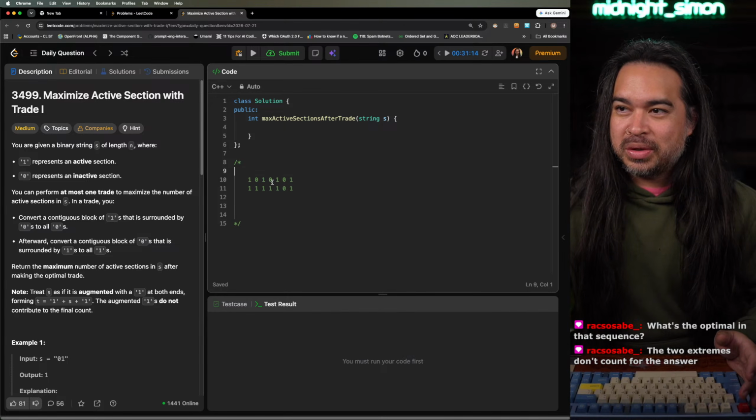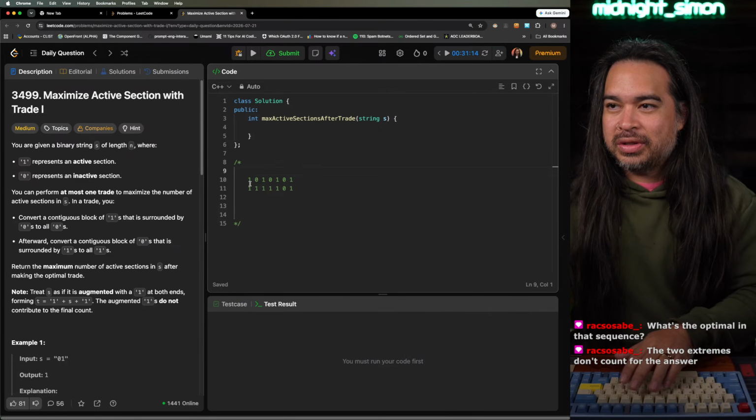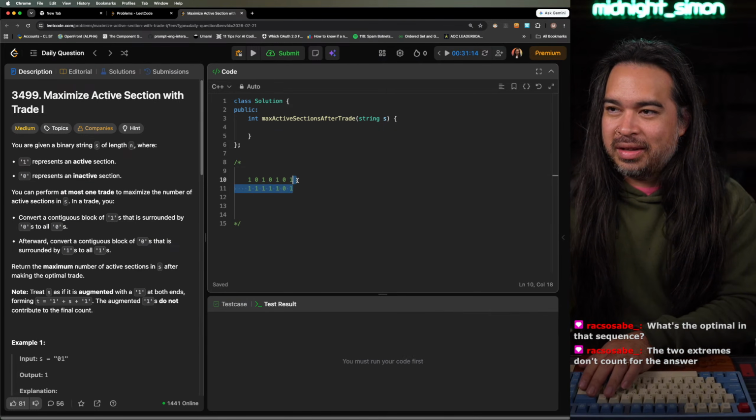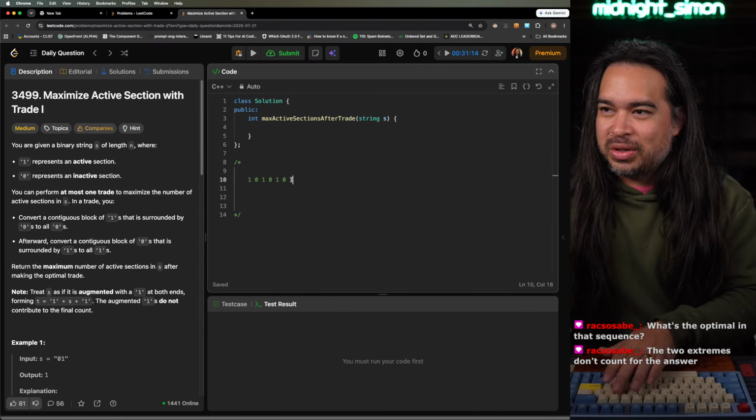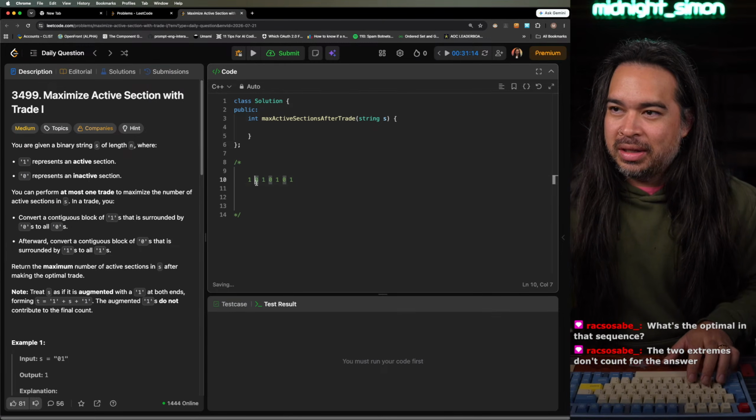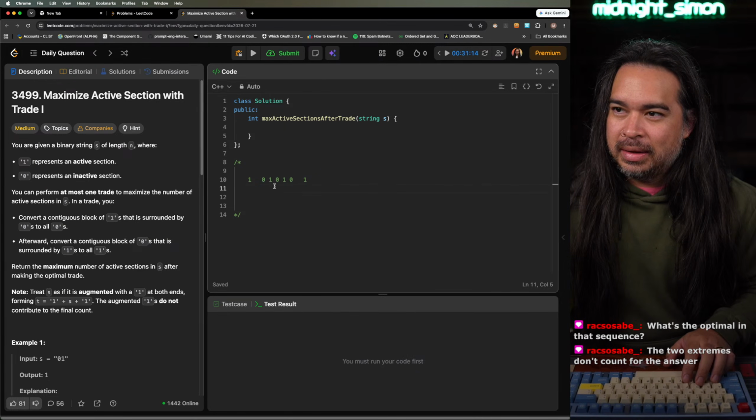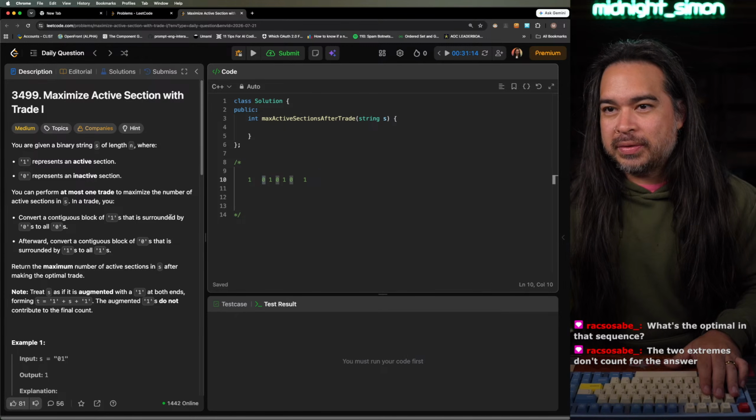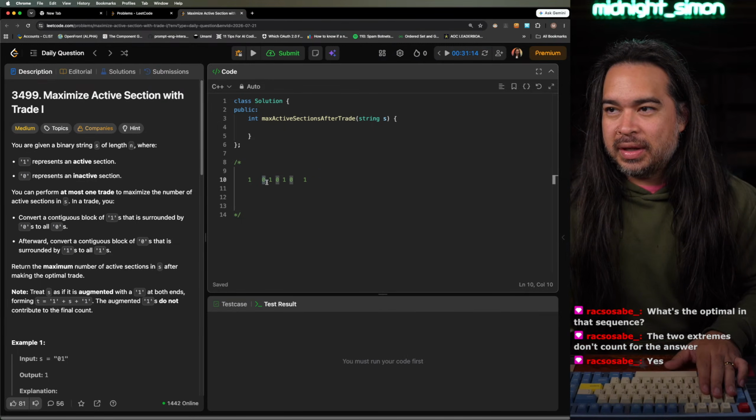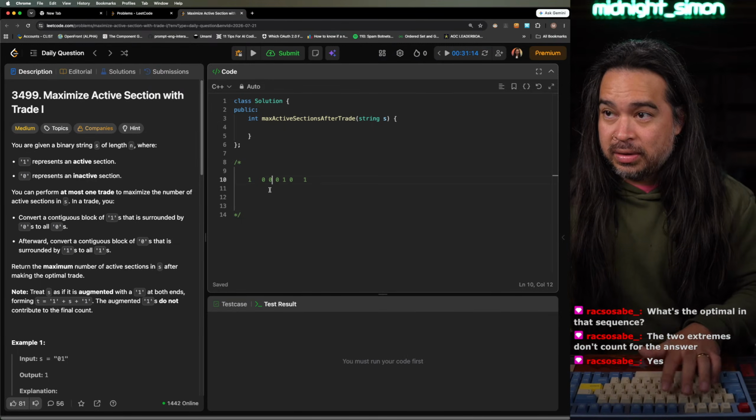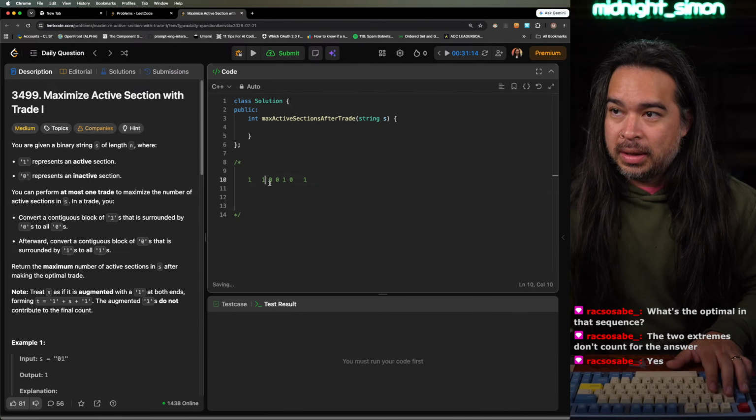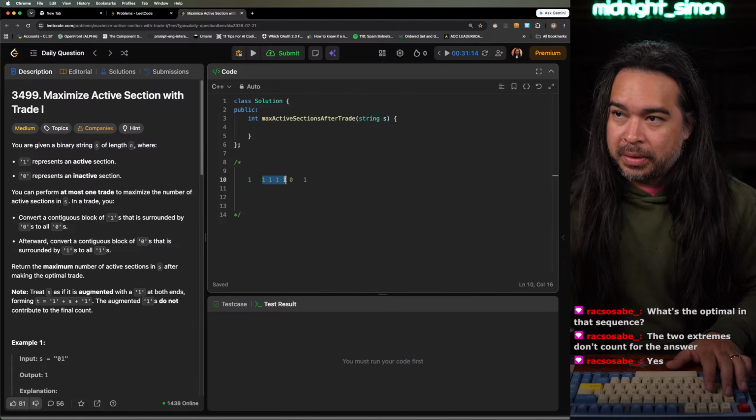The two extremes don't count. Oh, so you're saying those extremes are actually not a part of the problem. So something like this, then you transform one group of ones into zeros. So I'd still do the same thing. And then I'd transform those. So the answer would be 4.